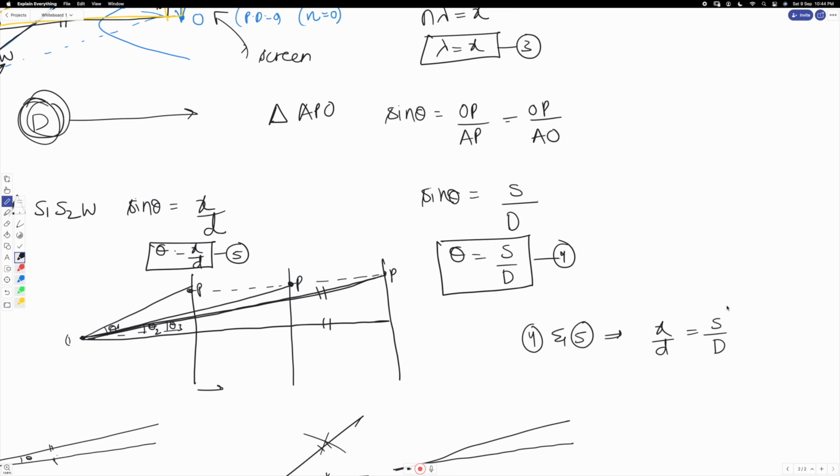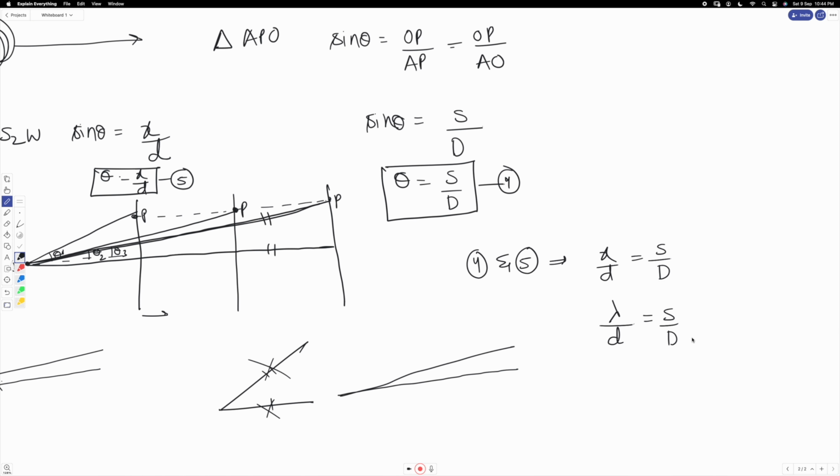And from equation 3, I can say x is equal to lambda. I replace x with lambda. So lambda by small d is equal to s by capital D. That implies fringe separation small s is lambda into capital D by small d. So this is the equation derived by Young's double slit experiment, which says that fringe separation is lambda capital D by small d.